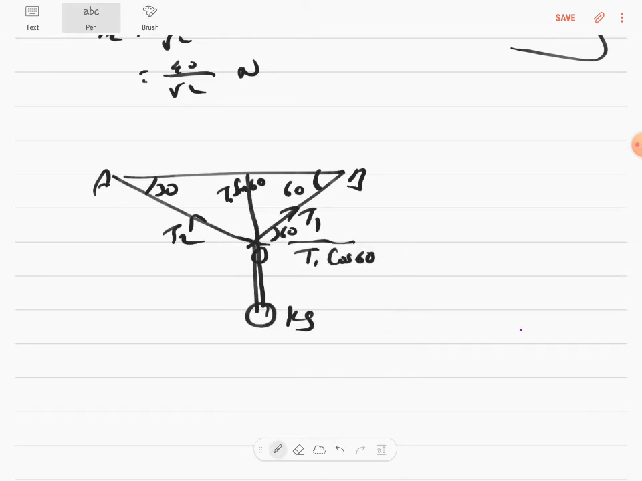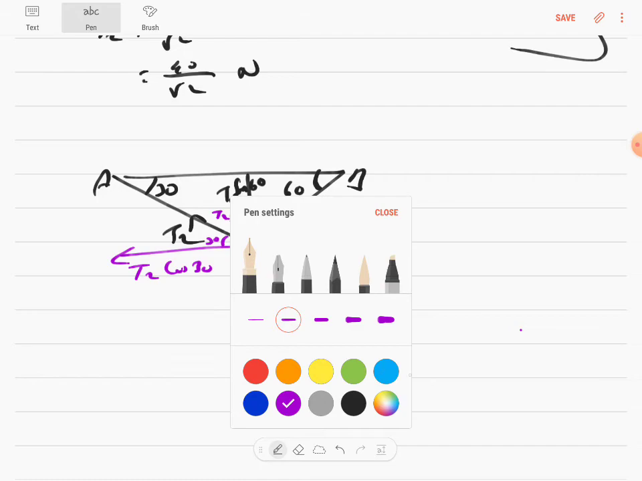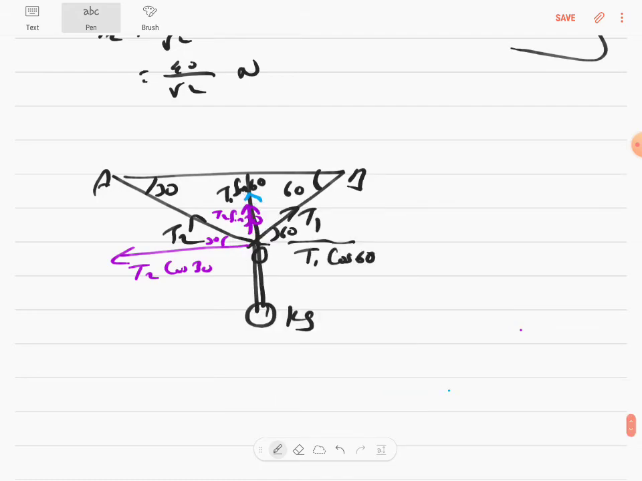So then therefore you can resolve it into two components. This is T2, this angle is 30, so this is T2 cos 30, and this will be T2 sin 30. Can you see that the T1 sin 60 and the T2 sin 30 are both in the same direction? So you have to add them both, which will be equal to your mg.